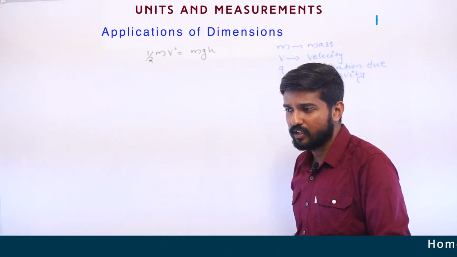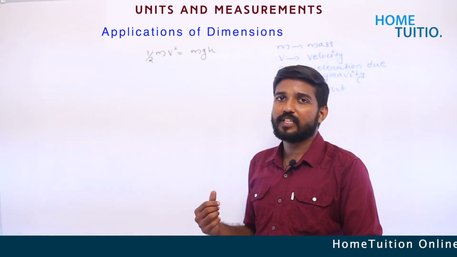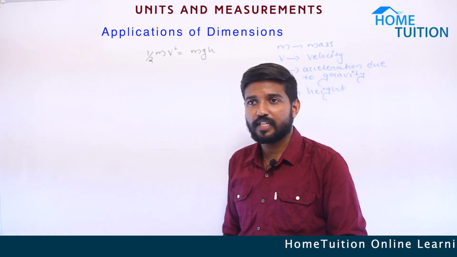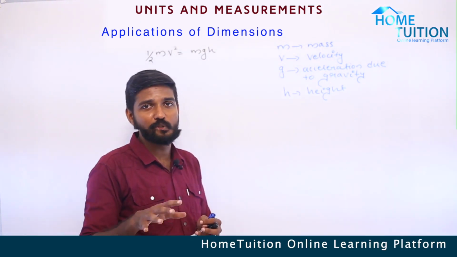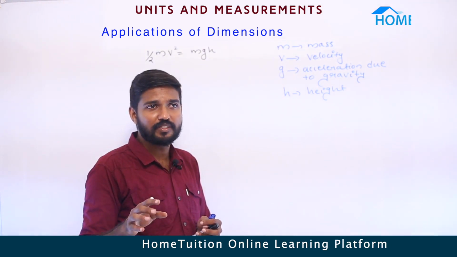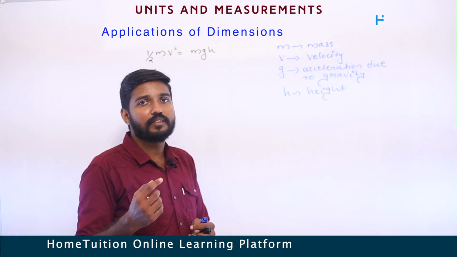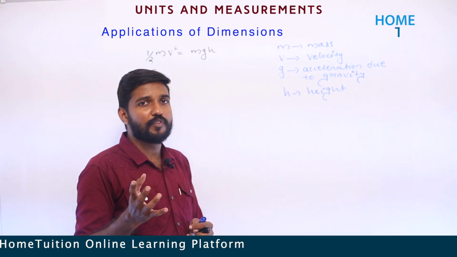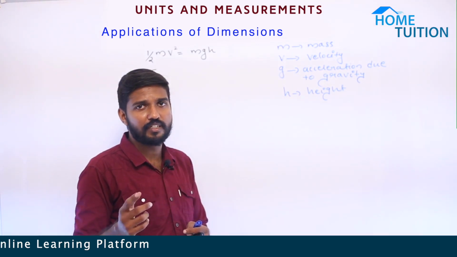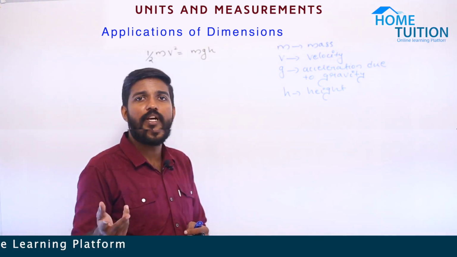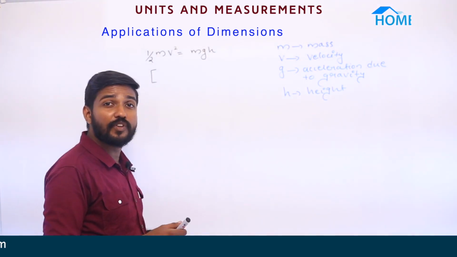So first of all, we can find the dimension of the term on the left hand side of the equation, that is the LHS, half mv square. You don't have to bother about the dimension of the number because it's dimensionless. So we have to find the dimension of m into v square. These are the two quantities, mass and the square of velocity. So what is the dimension of mv square?